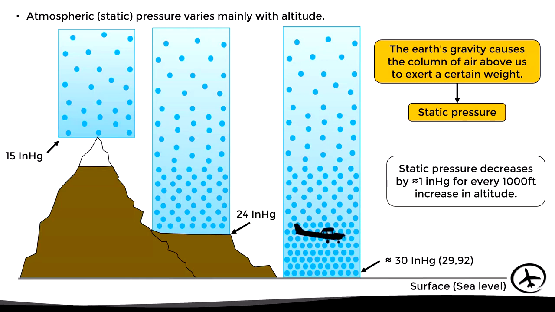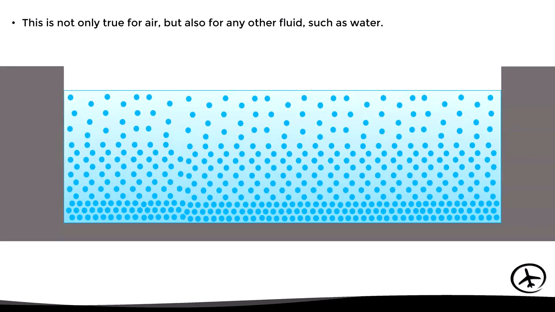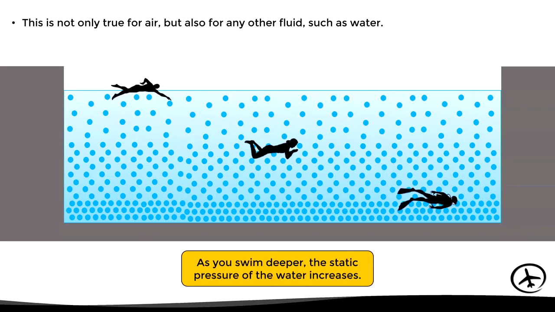Which means that an aircraft flying at low altitudes will experience a higher static pressure than one that is flying higher. And this phenomenon not only occurs with air, but also with any other fluid, such as water. Here we have an example of a swimming pool. As we can observe, the way in which the water molecules behave is quite similar to air molecules in the atmosphere. This means that a person who is swimming on the surface will experience less static pressure than one who is swimming in the depth.